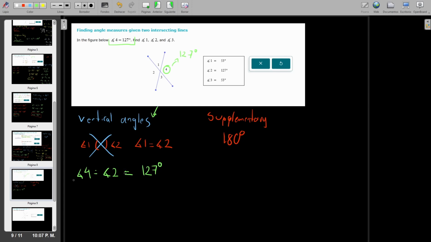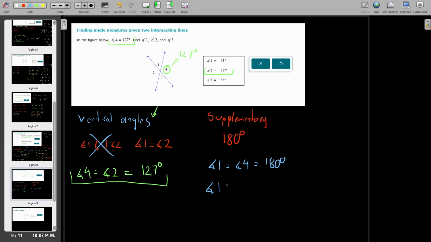Why? Because of this property. Just remember this: 127. So the first value is given. It's okay. Now, using supplementary, we know that angle 1 and angle 4 are supplementary, so angle 1 plus angle 4 is going to be 180 degrees. We substitute.